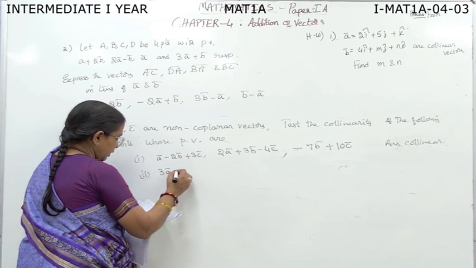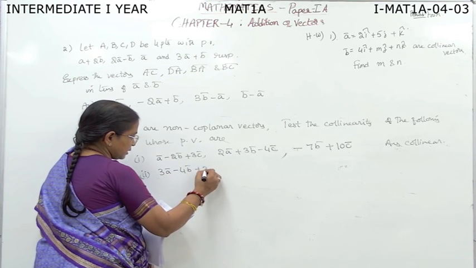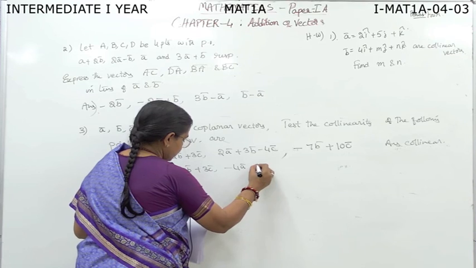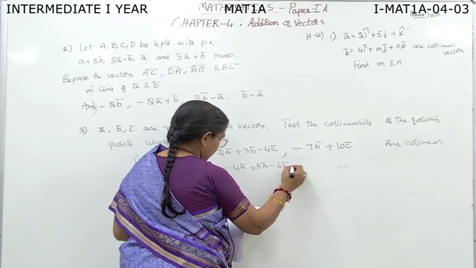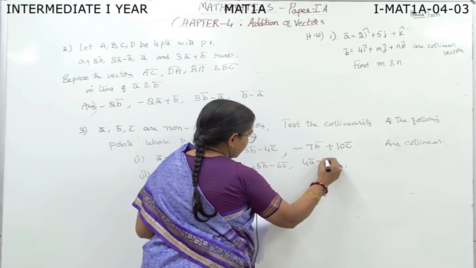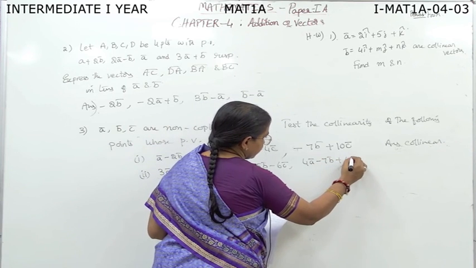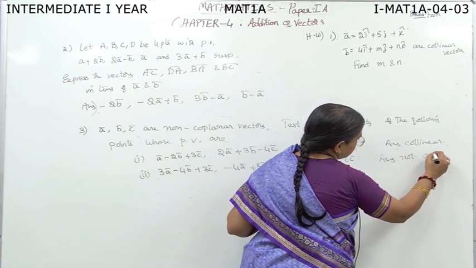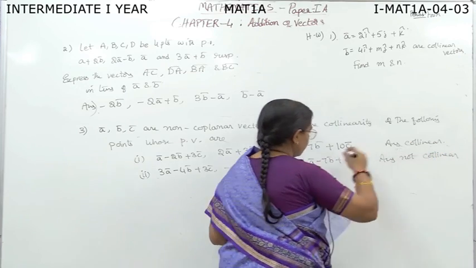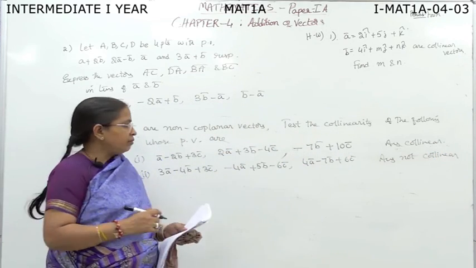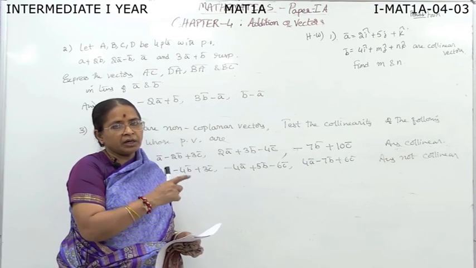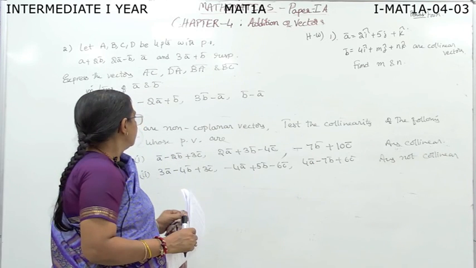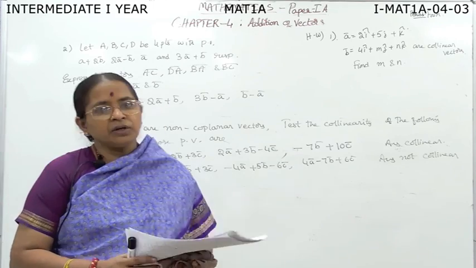So next, 3A minus 4B plus 3C and then minus 4A plus 5B minus 6C, then 4A minus 7B plus 6C. So here you will get not collinear. So the answer is not collinear. So that means they are not proportional. When you solve the problem, you will get A1 by B1 is not equal to A2 by B2, like that. So we can complete this. In the next period, we'll continue with the problem.